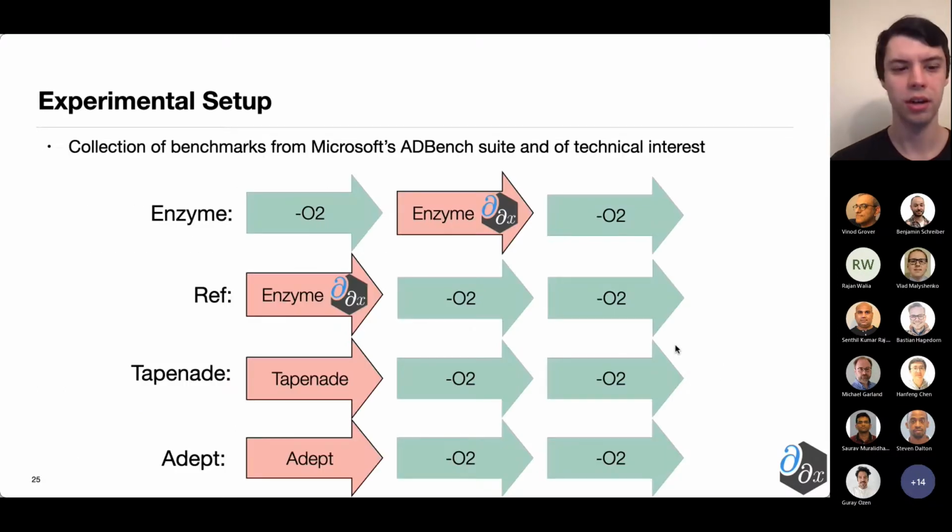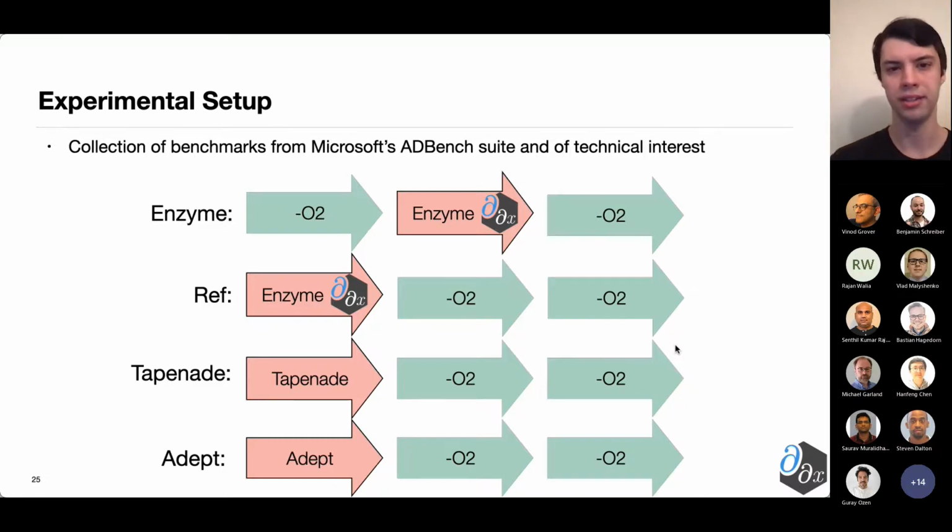Now that we've demonstrated all the tools we need to be able to make differentiation work at the low level, the natural question is how well does this work in practice? So we took a collection of benchmarks from the standard AD benchmark suite from Microsoft and a couple of others of technical and scientific interest.